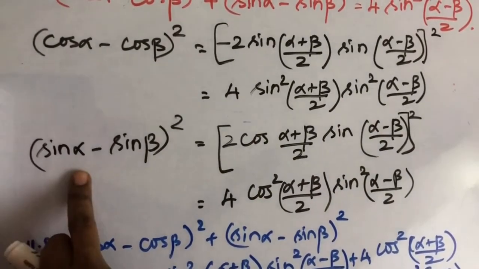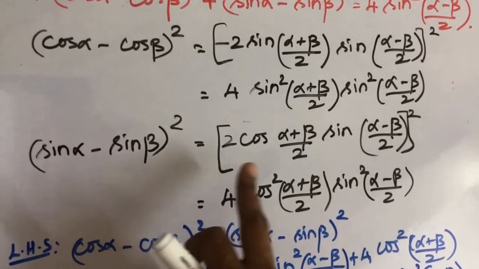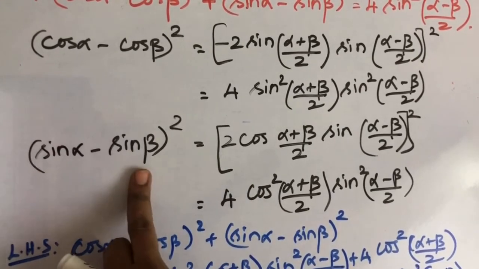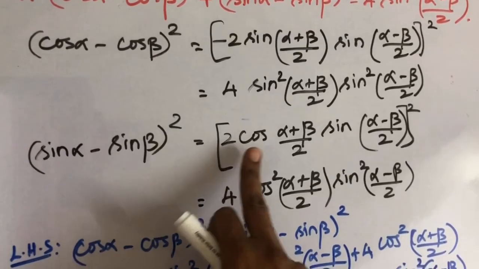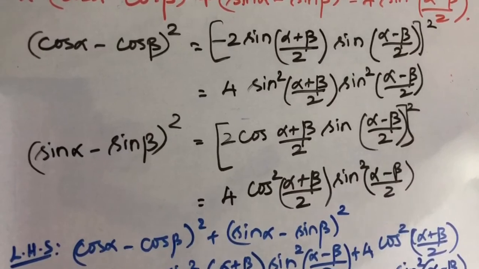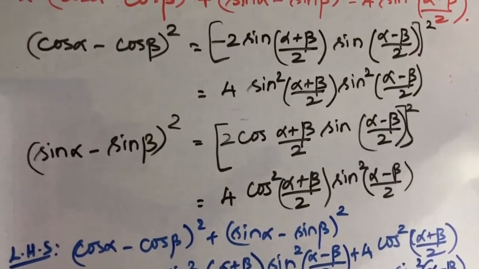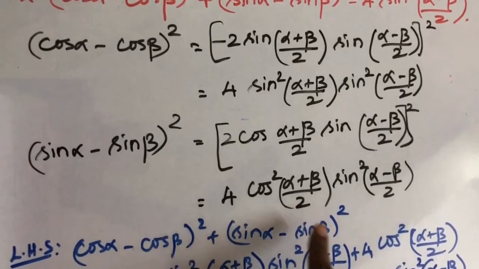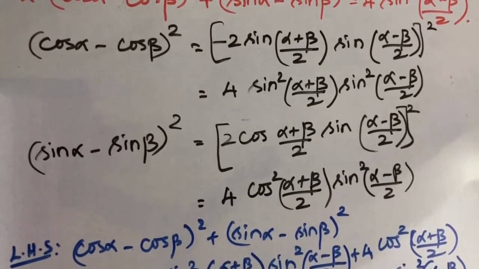Okay. Sin alpha minus sin beta the whole square: using the sin C minus sin D formula, it is 2 cos alpha plus beta by 2 sin alpha minus beta by 2. So, while taking the square it is 4 cos square alpha plus beta by 2 sin square alpha minus beta by 2.